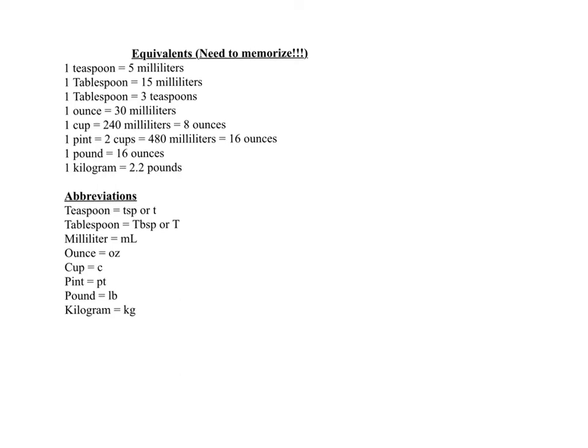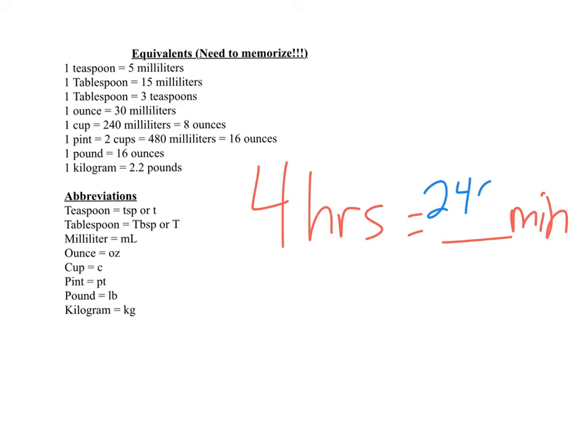So for instance, if I asked you what 4 hours would be in terms of minutes? Well, we know that there are 60 minutes in an hour. So 1 hour is 60 minutes. 2 hours would be twice that, so 120 minutes. 3 hours would be 3 times that, whereas 4 hours would be 4 times that amount. So 4 times 60 gives us a total of 240 minutes.